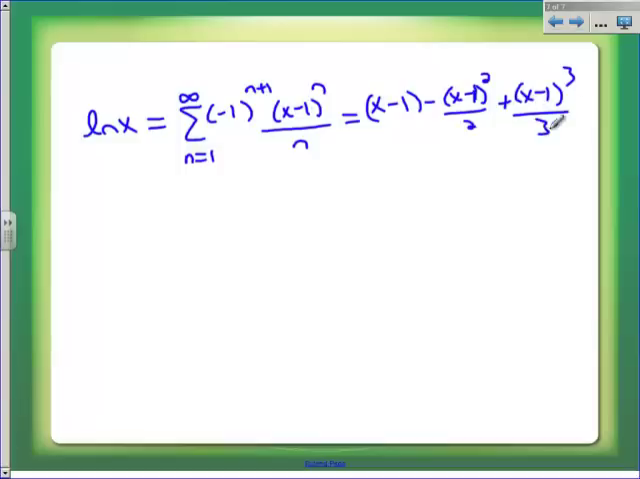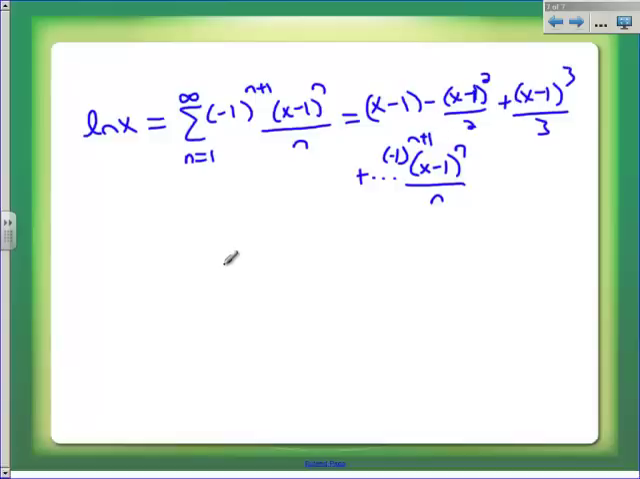Now the College Board does not say that you have to know this one, but this is very useful to know. So I'm going to require you guys to know this one, and you're going to be happy that I did. And it keeps going, dot, dot, dot, all the way out to that general term, (x minus 1) to the n over n, with your alternating part to it.